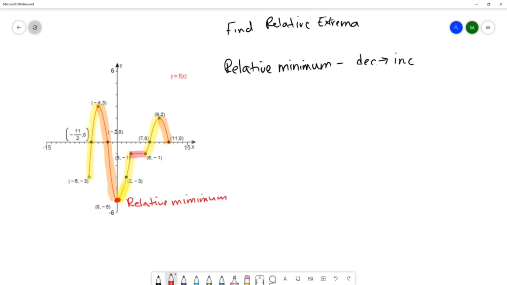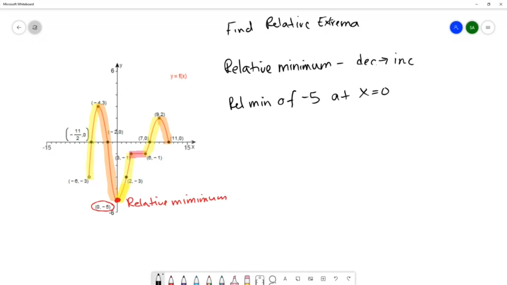So that ordered pair is (0, -5). So we can say that this function has a relative minimum, let me erase that, a relative minimum of -5, that's the y value, and it occurs at x equals 0. So this function has a relative minimum of -5 at x equals 0.